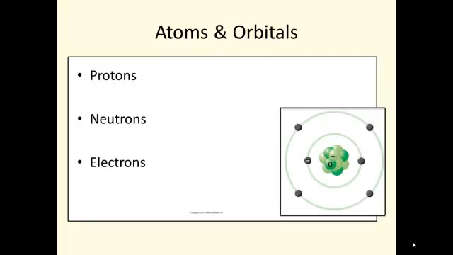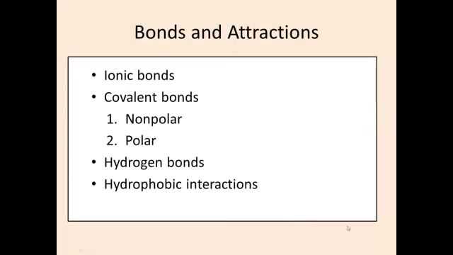with other atoms. In this next section, we're going to talk about bonds and attractions. We're going to talk about ionic bonds first, then covalent bonds, of which we have two types, nonpolar and polar. Then we're going to talk about hydrogen bonds and hydrophobic interactions.